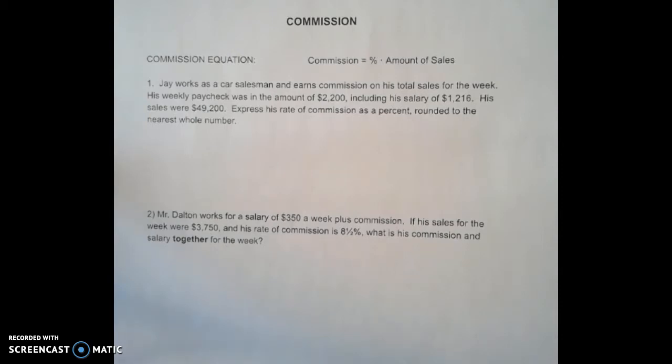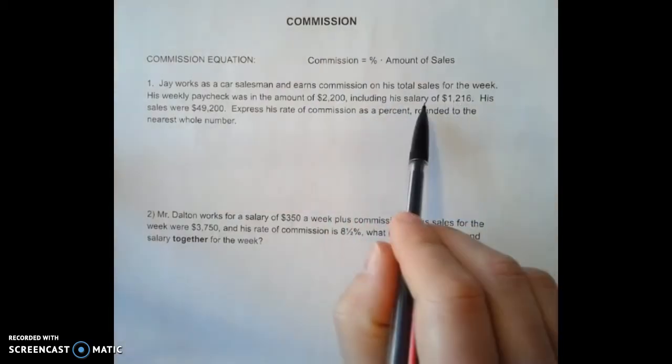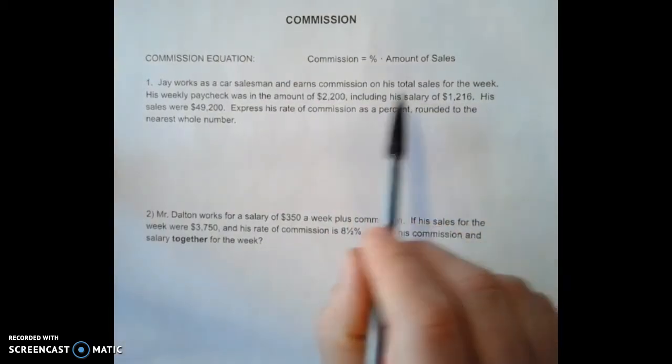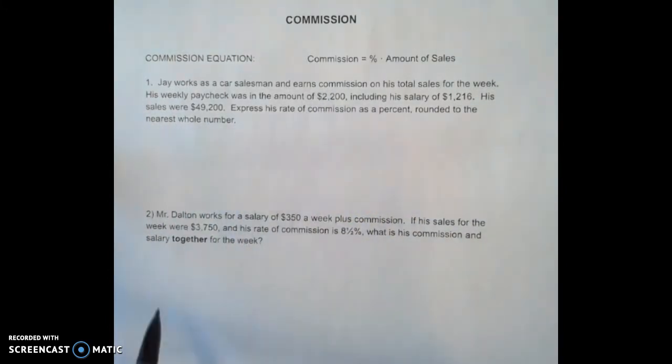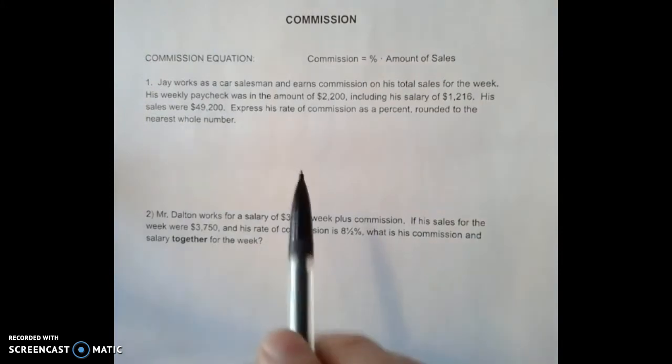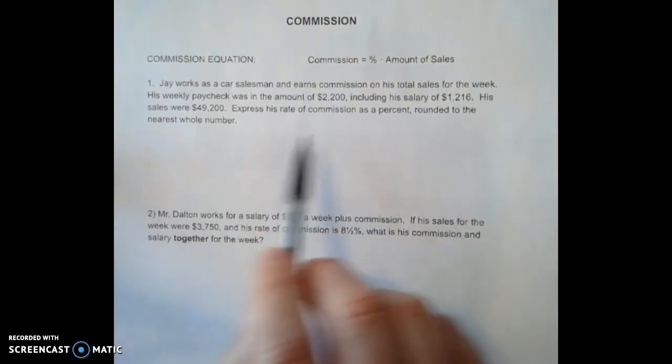His weekly paycheck was for the amount of $2,200, and that already included his salary of $1,216. Okay, so $1,216 was his salary. The rest of it was his commission, which made his total amount $2,200. His sales for the week were $49,200. We need to figure out the rate of commission.